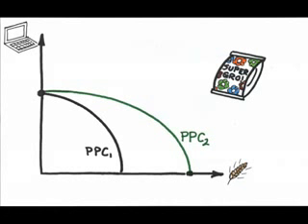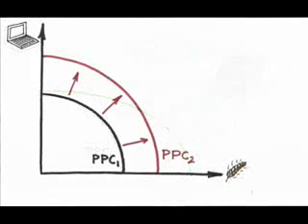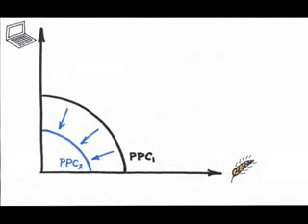So where were we? Okay, an increase in resources will result in an outward shift of the PPC, demonstrating a greater ability to produce. Okay, then what happens if resources decrease? Fewer resources mean less ability to produce, so the production possibilities will shrink or shift inward.